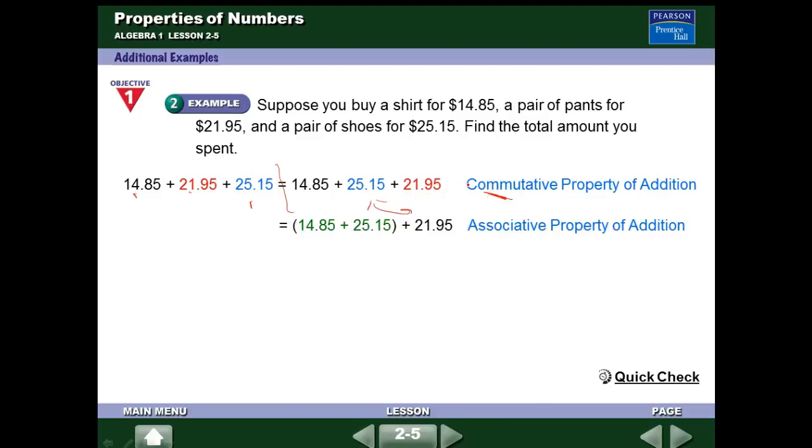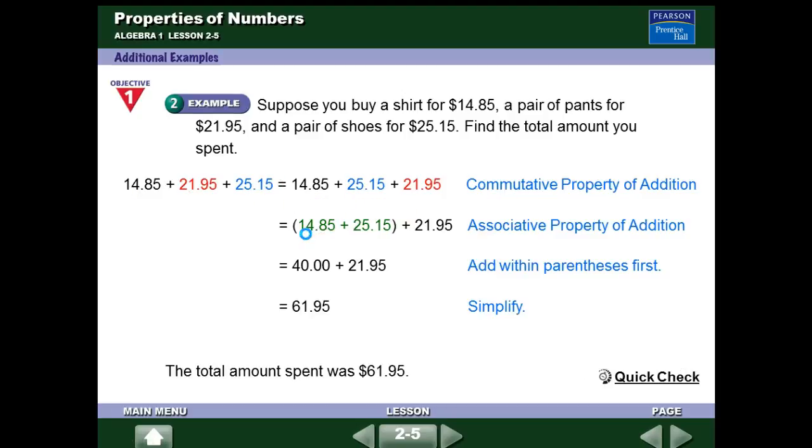Here I put in parentheses and did these 2 first. As soon as you put in parentheses, that arrangement of parentheses should have rung the bell, and you knew that would have been the associative property of addition. Next, what happened? See here in green, you're going to get 40 plus 21.95. It's a simplifying step. And once again, simplify to get 61.95, which is the total amount you spent.